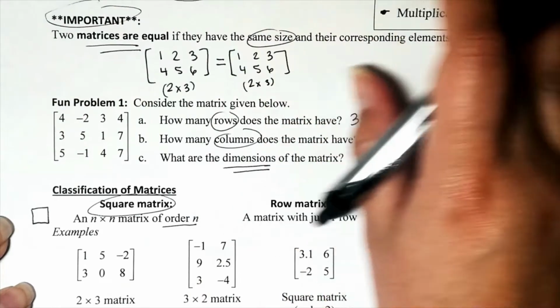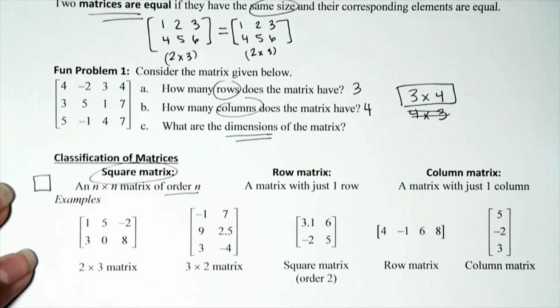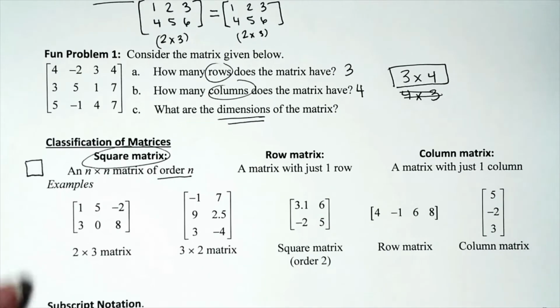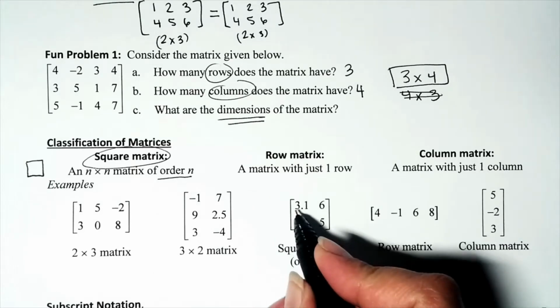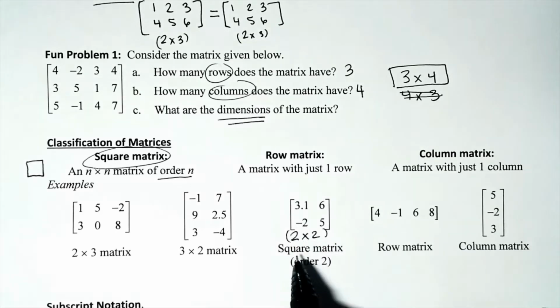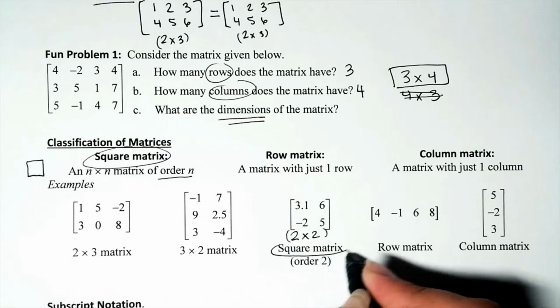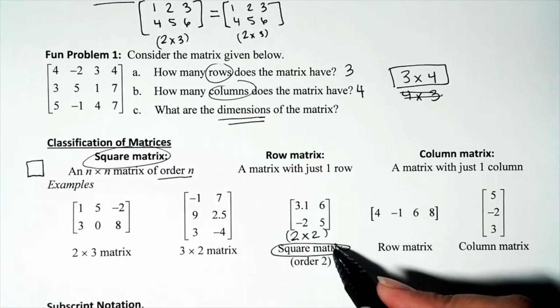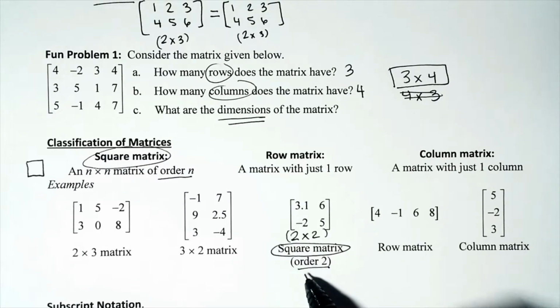Looking at the examples that we have, for the third matrix we have 2 rows and 2 columns. So we have a 2 by 2 matrix. The number of rows and columns are the same, so we call it a square matrix. The size, we can say 2 by 2, or we can say order 2. When we say order some number, the word order is exclusive to square matrices.